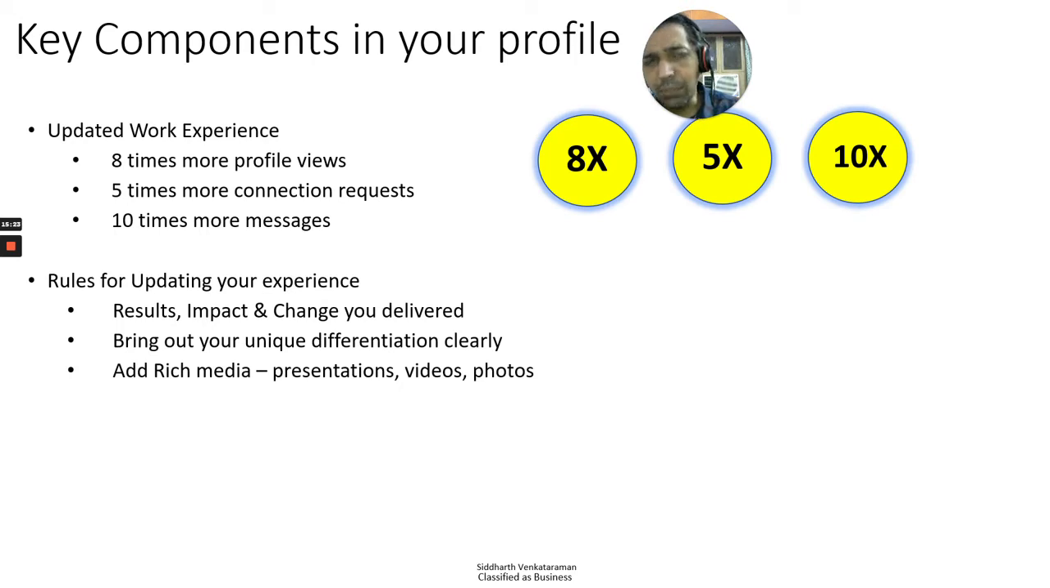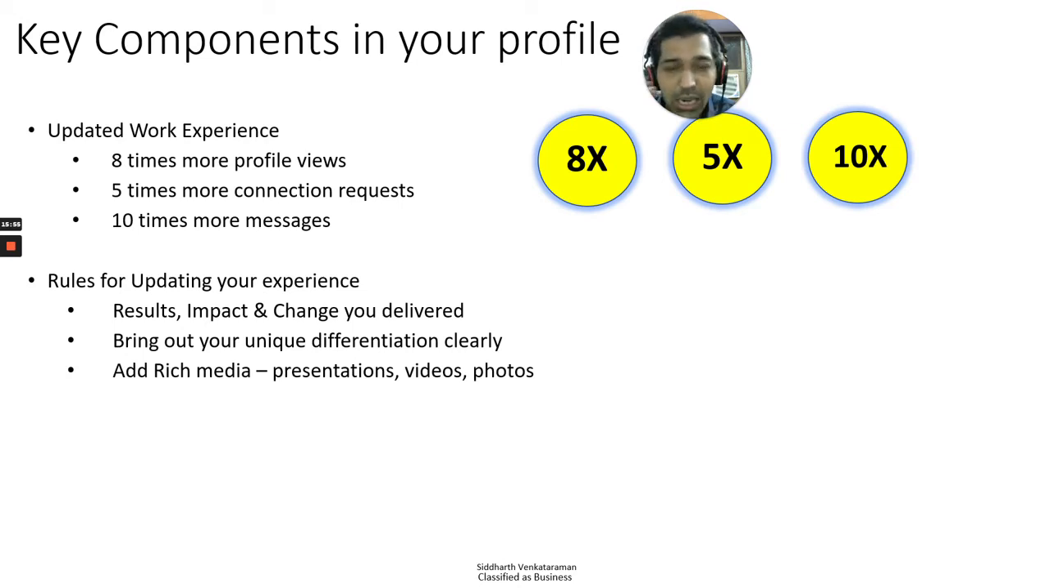So some rules: the results, impact, and change you delivered need to come out strongly. No one is interested in seeing all the activities you do. Okay. Because if you take 10 marketing managers in a manufacturing company, in different companies, more or less their activities or their general job role would be the same. But then how are you showing the difference? So that needs to be brought out.